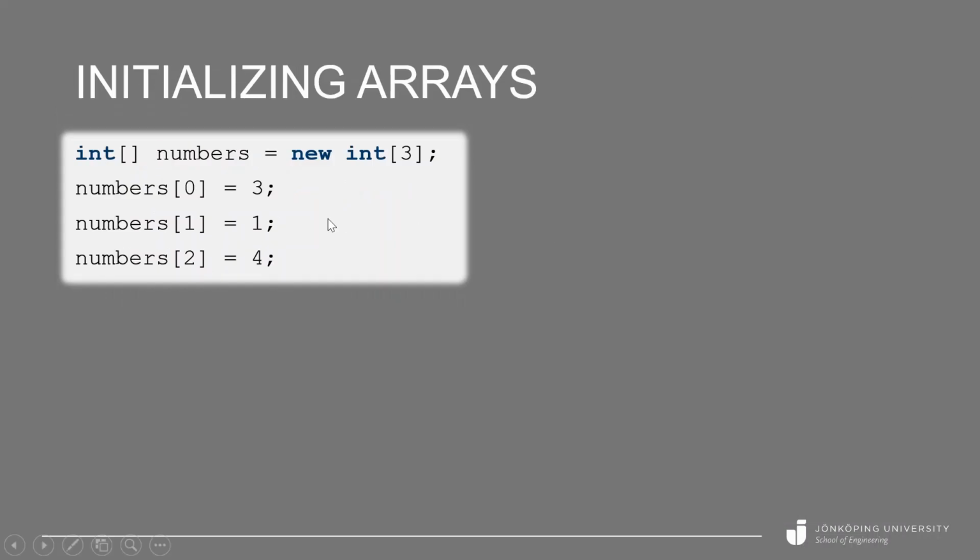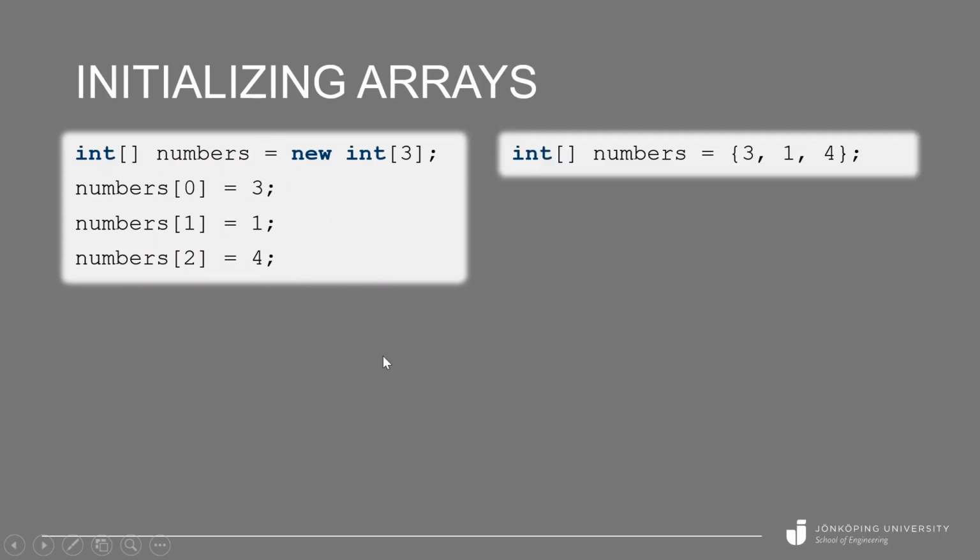In the example before, we initialized the array like this, but Java provides us with a more convenient way to do it. So with an expression that looks like this one, we create an array and we specify how many values it should contain and which those values are here immediately when we create the entire array.